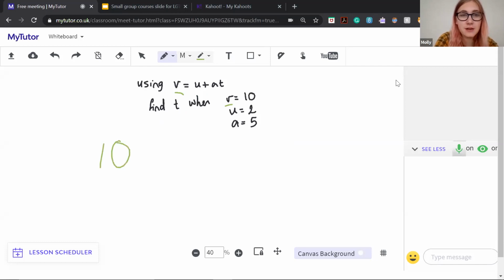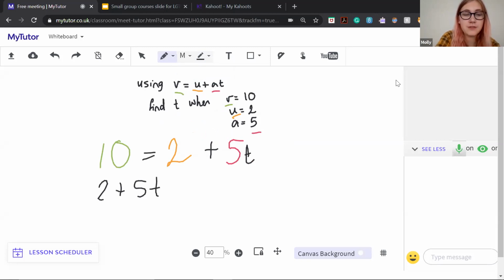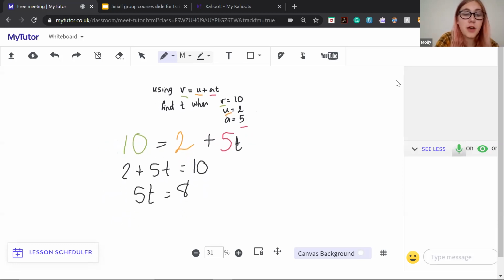So this time 10. I'll stop doing the color coding after a couple, but I think it helps to start with. 10 equals 2 plus 5t. Then we do this non-step where we just make sure that our unknown is on the left. So 2 plus 5t equals 10. Subtract 2 from both sides, and then divide both sides by 5. And you'll see that when you put this into a calculator, this will give you 1.6.